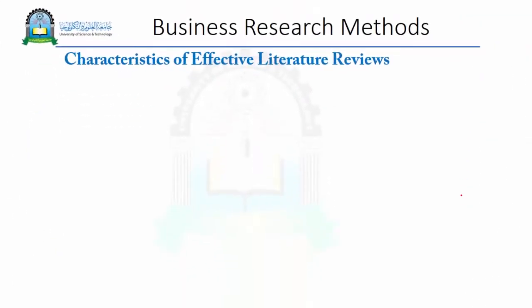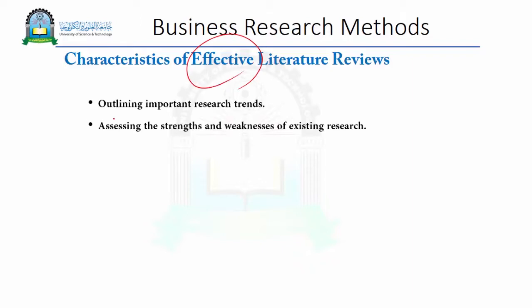The characteristics of an effective literature review. We need to know what is the effective literature review. The effective literature review must outline important research trends. So go for the new gaps, the new trends, the development of the area you are doing research on. Assessing the strengths and weaknesses of existing research is also very important. You have to evaluate the strengths and weaknesses of the existing research.